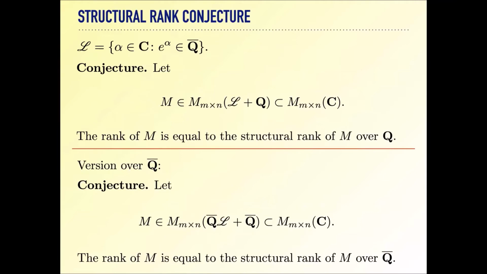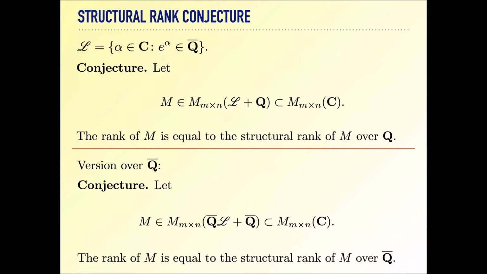Okay, so let L, this will be a notation that might come in handy later. L is the set of logarithms of algebraic numbers. So these are the numbers we've been thinking about. This is a Q vector subspace of C. And the conjecture is that for any matrix with coefficients in L, in fact, there's a slightly more general statement where you take L and you throw in the subspace spanned by 1, so it's actually more general than just taking M of size m cross n over L, the rank of this matrix is equal to the structural rank of M over Q, as I just defined it.